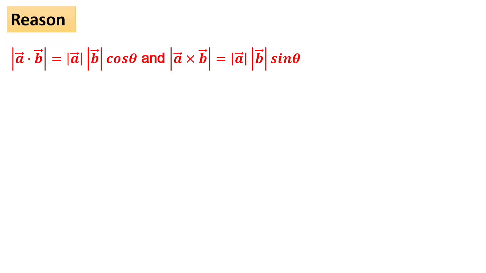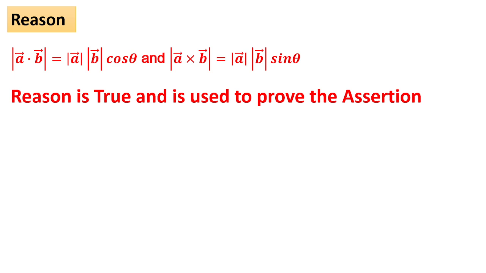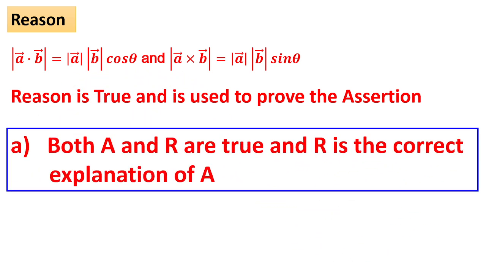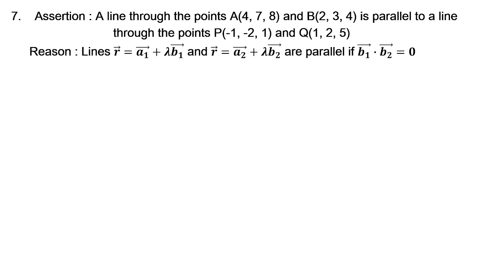The reason has given the formula of A dot B and magnitude of A cross B. But this is used to prove the assertion. Therefore, the option is A. Both A and R are true and R is the correct explanation of A. Let us go to question number 7.